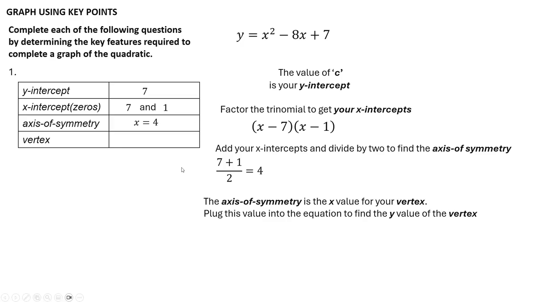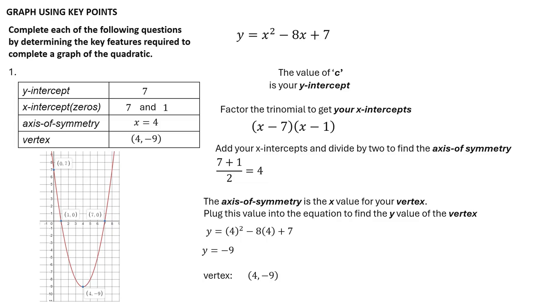So we'll take that 4, plug it into the equation, and we'll end up with a value of -9 for y. So our vertex is 4, -9. And this is what the graph looks like.